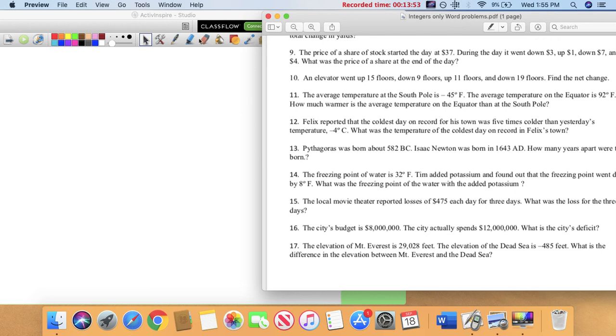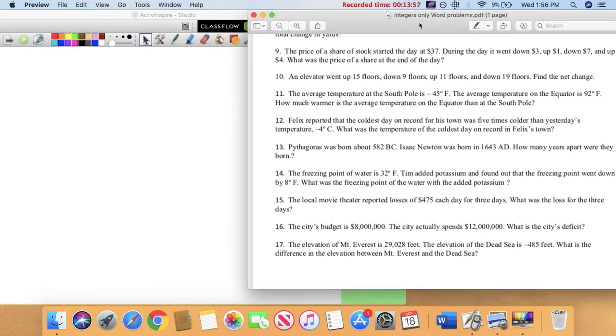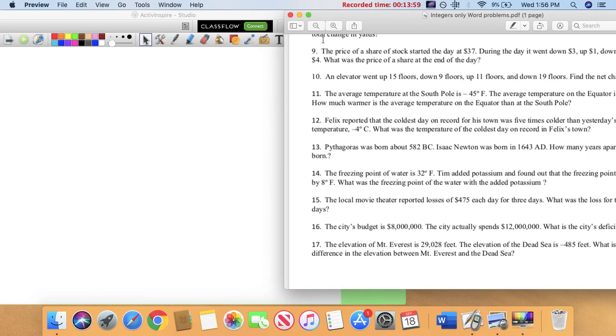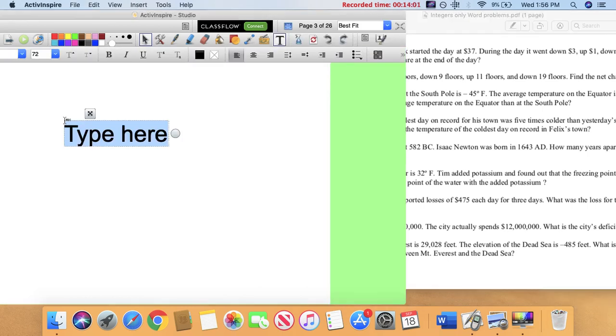The freezing point of water is 32 degrees Fahrenheit. Tim added potassium, and the freezing point went down by 8. What was the freezing point then? Well, here's the freezing point, 32, plus went down by 8 means negative 8. So what's now the new freezing point? Well, 32 plus negative 8 is going to be positive. There's more positives. How many more? I subtract 32 minus 8 and I get 24. So the new freezing point is going to be 24 degrees.